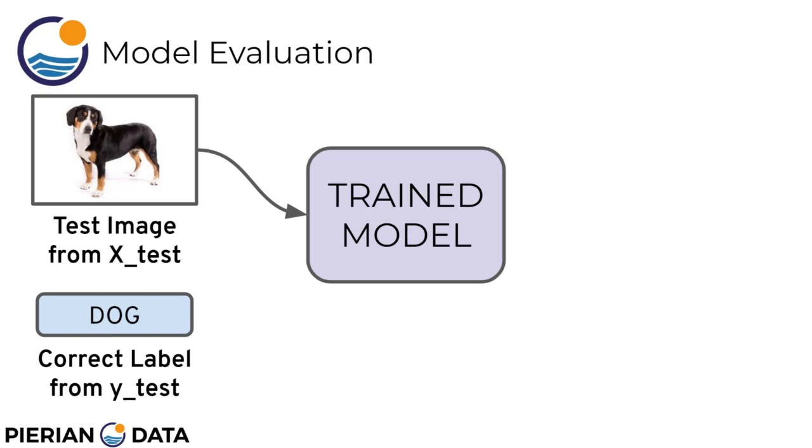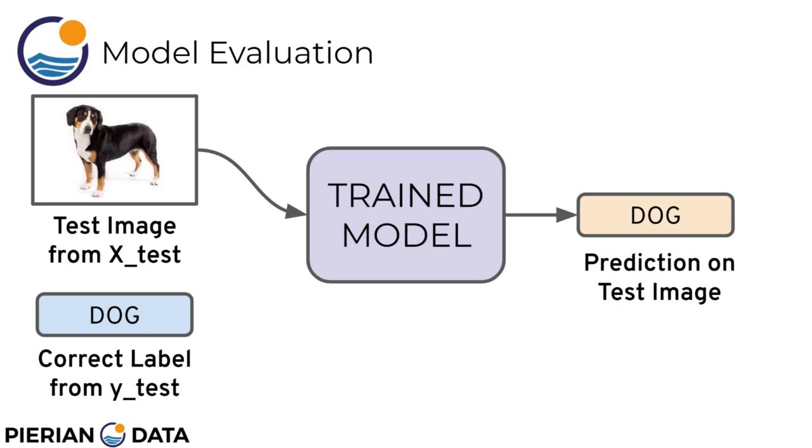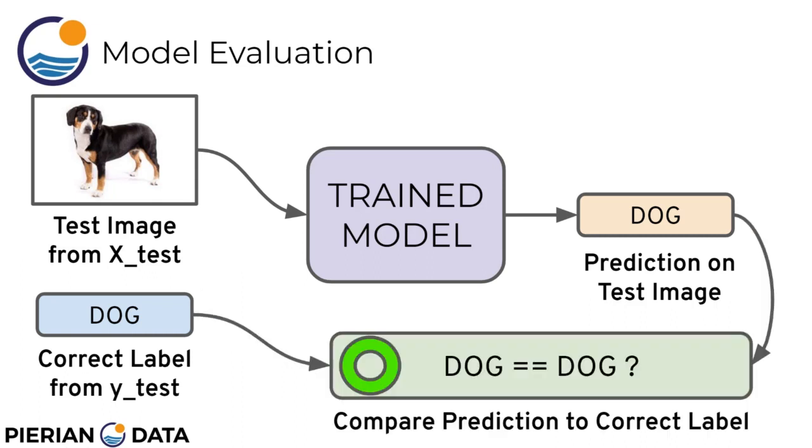So what we're going to do is feed in the features, in this case the image, into our already trained model. And then the model is going to make some prediction. So the model predicts that this is a dog. And then what we do is we compare the prediction to the correct label. So does dog equal dog? And in this case, it was correct.